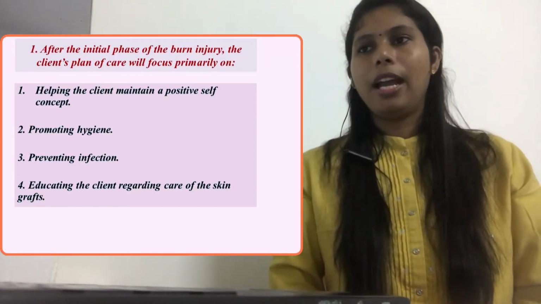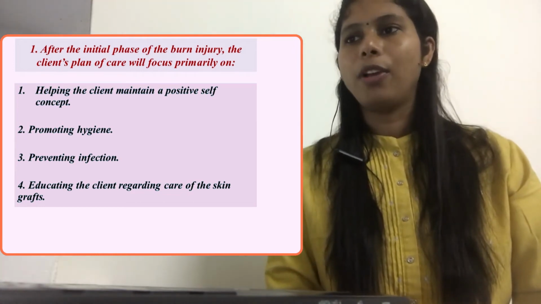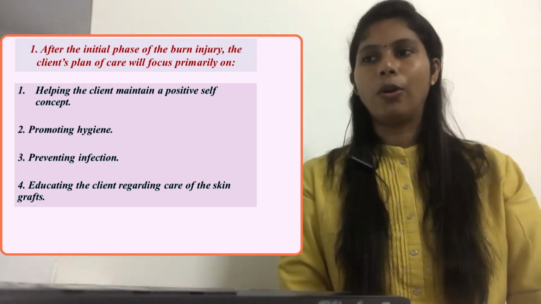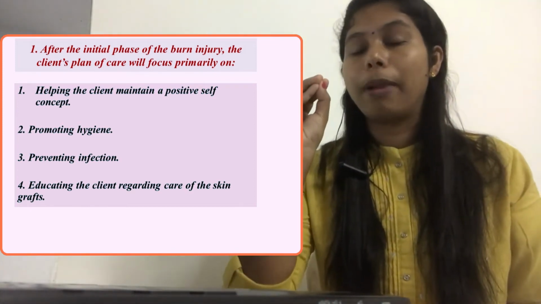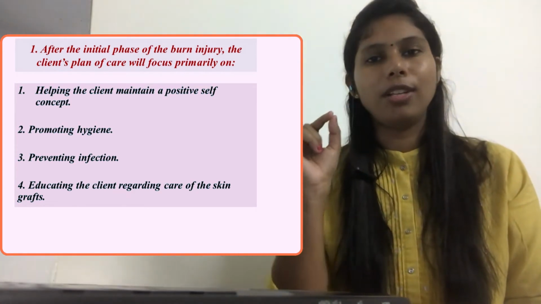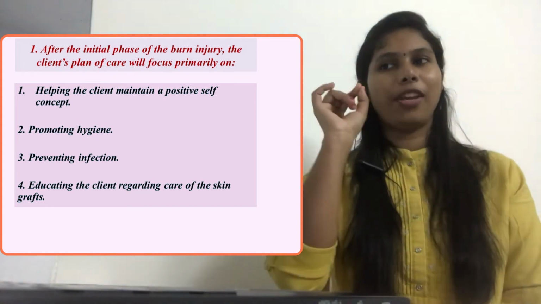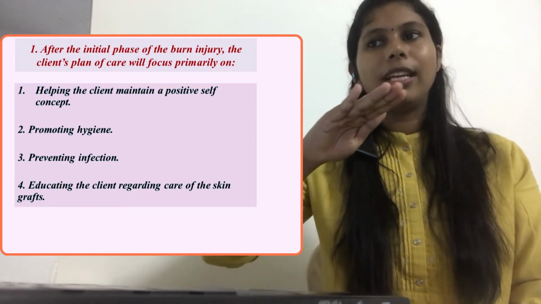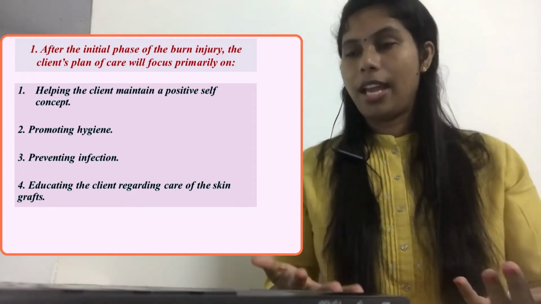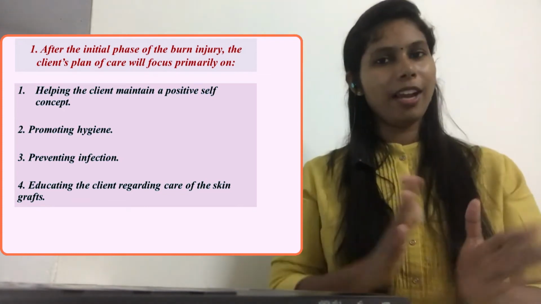Okay, is that clear? We'll discuss one question. After the initial phase of the burn injury, the client's plan of care will focus primarily on what? Here the keyword in this question is focus primarily, which means the initial or first action after the initial phase of the burn injury. That is also a keyword. See, here they say the initial phase of the burn injury is finished. Then in the next phase, what is the primary action?